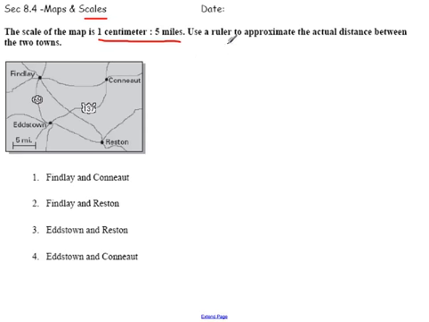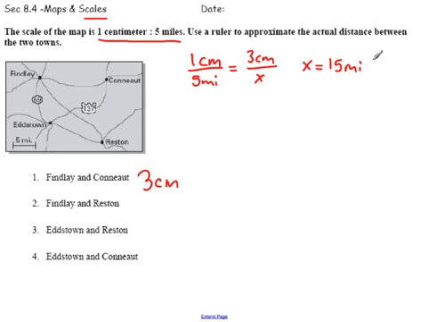It says use a ruler to approximate the actual distance between the two towns. If you measure the distance between these two towns, you'll get something like 3 centimeters. What we'll do then is use this scale. We'll say 1 centimeter over 5 miles, miles abbreviated MI, would equal 3 centimeters over x. We'll cross multiply: 1x will equal 15. And our units, since they're on the bottom of this ratio, will also be miles. So these two towns are approximately 15 miles apart.